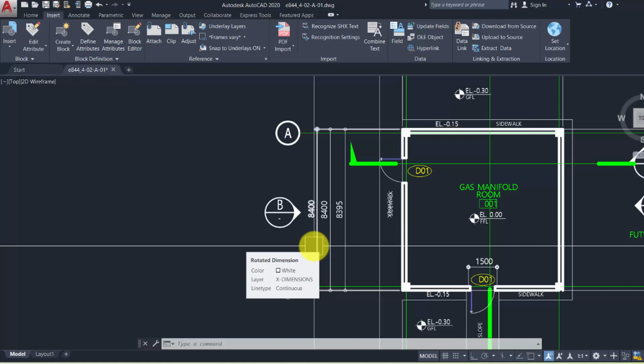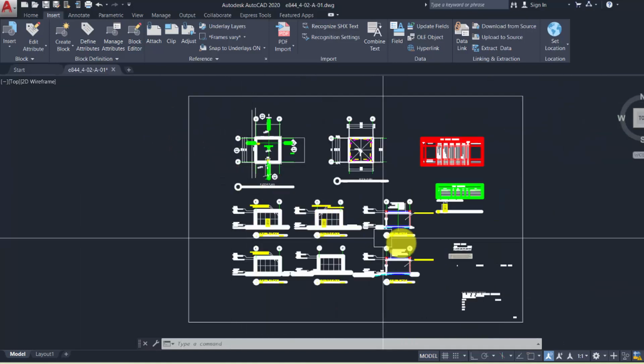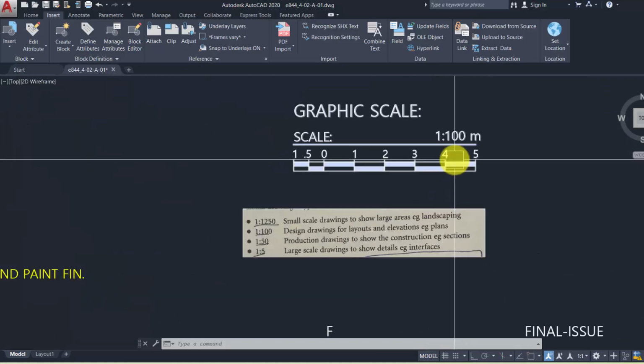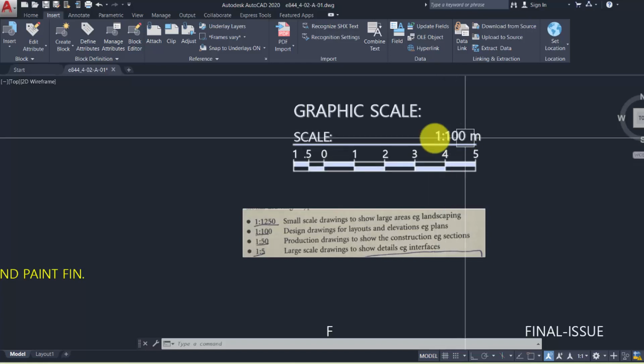So what does scale actually mean? When we say that we have 1:100, what does it really mean? Scale 1:100 means every single millimeter you measure on this paper or on the AutoCAD represents 100 millimeters in real life, because you will build this project on the site and you need something that you can represent on the paper.